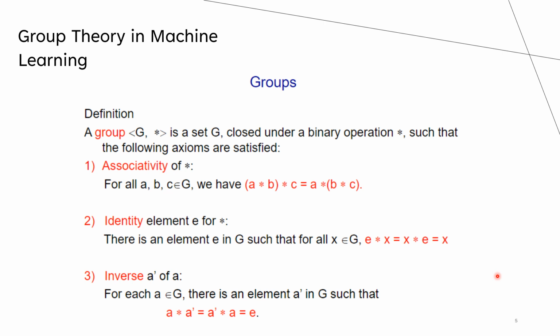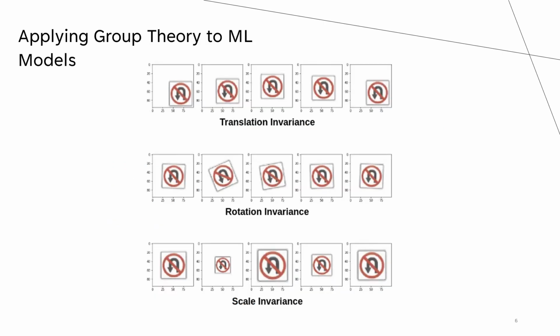In machine learning, we often encounter groups when dealing with transformations such as rotations, translations, and scaling. By applying group theory to machine learning, models can better understand how data transformations affect our models. For example, in a neural network, we might want to ensure that the network's output is invariant.